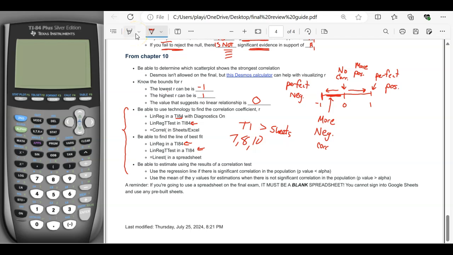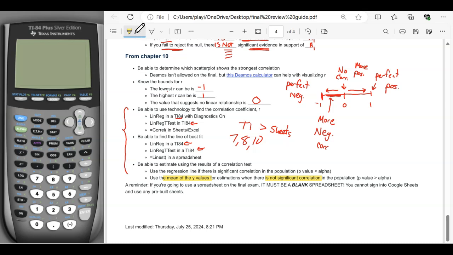All right, and then the big thing on prediction is that it's not going to be just sitting there given to you on any of these sheets. Use the mean of the Y values for estimations when you do not have significant correlation. So if you do your correlation test and your correlation is kind of weak, like 0.4 and below, you've got to start looking at those correlation numbers to see, do I have significant correlation? And if you don't, then we predict with the mean, the average value of the Y coordinates.